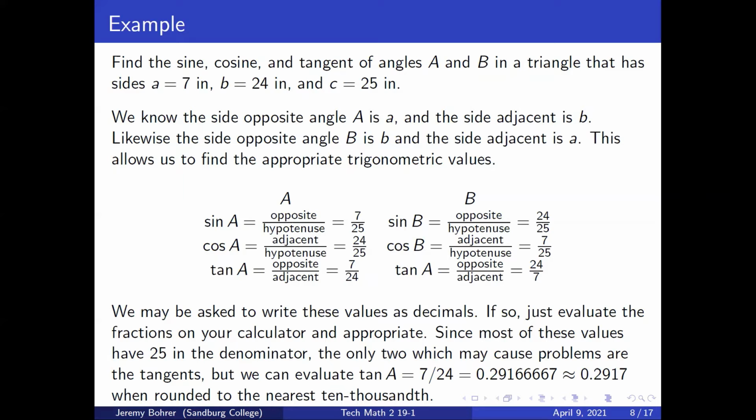It was supposed to be rounded appropriately. Since most of these values have 25 in the denominator, the only two which may cause problems are the tangents. But we can evaluate the tangent of A equals 7 over 24, which is about 0.29166667, which is approximately 0.2917 when rounded to the nearest 10,000th.